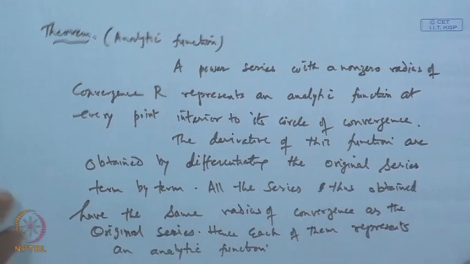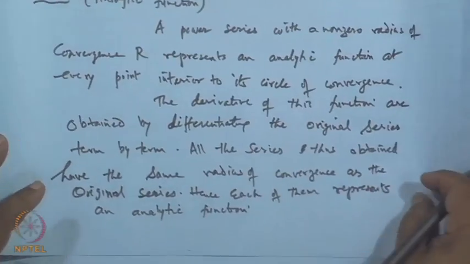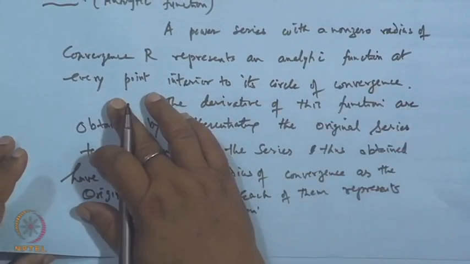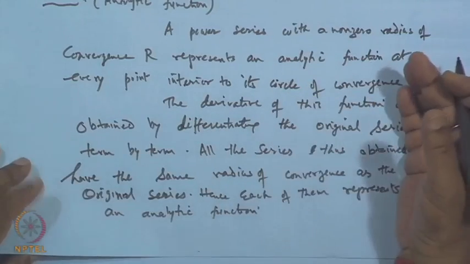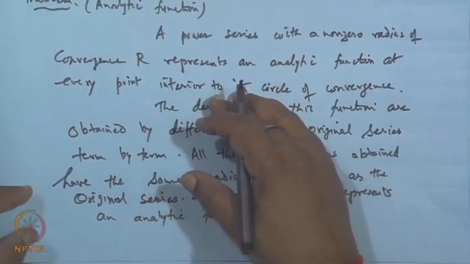So this is the result we are interested in: a power series with a non-zero radius of convergence R represents an analytic function at every point. And since the derived series also represents a power series with the same radius of convergence, the derived series will also represent a function which is analytic. Hence, all derivatives of the function represented by a power series are basically analytic, and all its derivatives are also, and that is what this is.